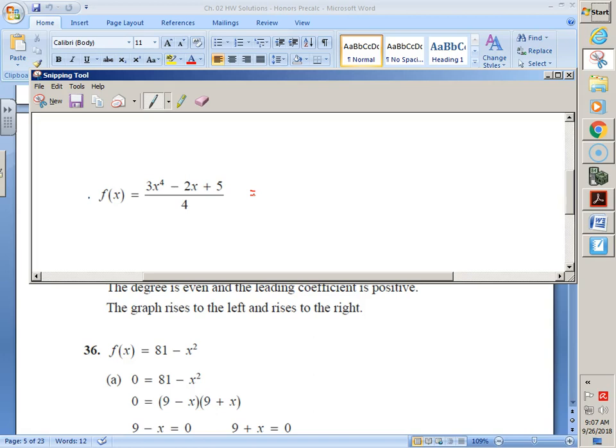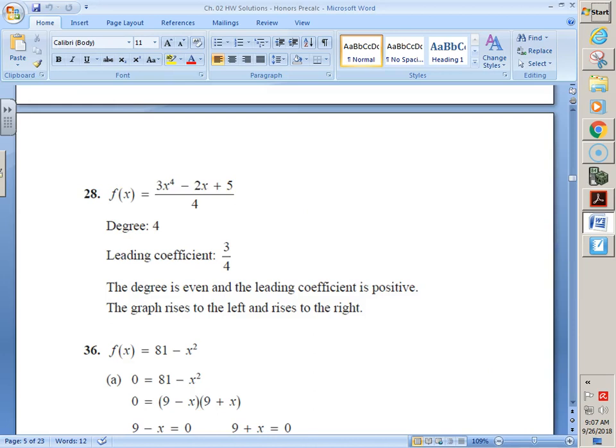When you divide by a number, don't you multiply by its reciprocal? So would it technically be 1/4 times 3x to the 4th minus 2x plus 5? What is the leading coefficient? 3. No. 3/4. Right? Technically, the leading coefficient isn't 3. It's 3/4. Degree is even and positive, so whew, got it. But how do we write it in our snazzy notation?